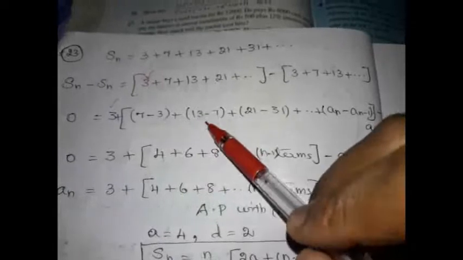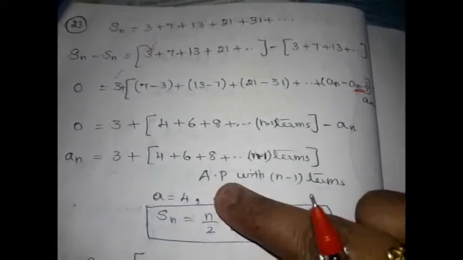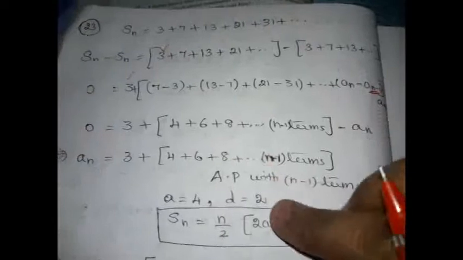Why is it n minus 1 terms? You can check from the second series, you will get a better idea. 3, 7 etc. till an minus 1 only we have. The nth term we have kept here. So we have n minus 1 terms, right? Minus an. Now if you check, this is nothing but an AP with n minus 1 terms, and a is 4 and d is 2, right?